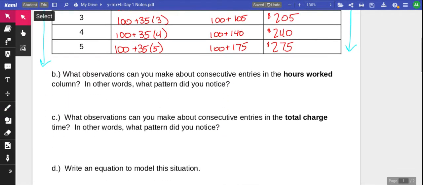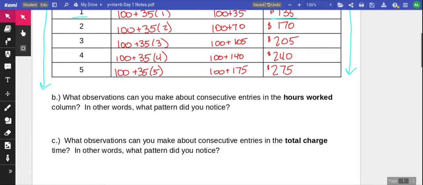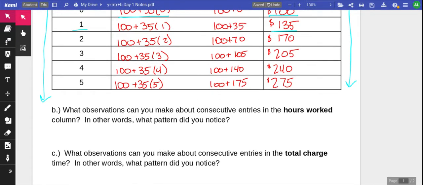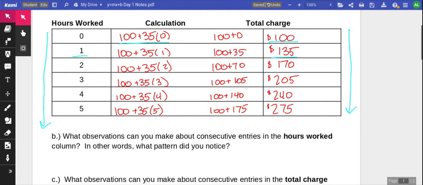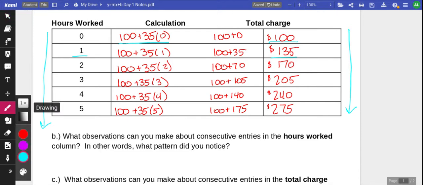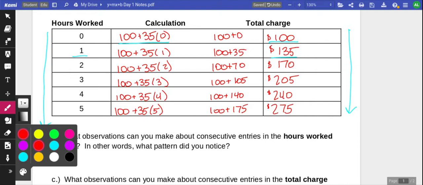So what observations can I make about the consecutive entries in the hours worked column? So it's saying in this hours worked, what do we notice about these numbers? Really, it's just asking us to notice the hours increase by 1. We're just counting up 0, 1, 2, 3, 4, 5.